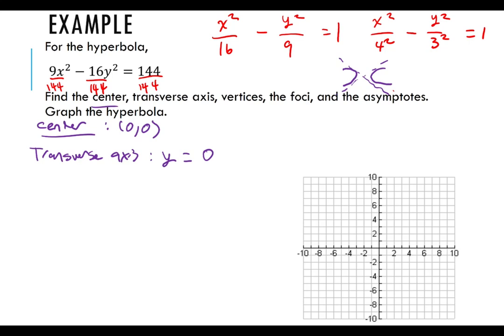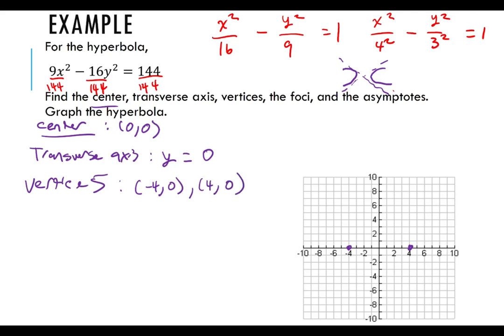Alright, so then our vertices. Since we know our transverse axis is horizontal, to find our vertices, we go left the distance of a and right the distance of a. So left the distance of 4 and right the distance of 4 from the center, and so my vertices are negative 4, 0, and 4, 0.